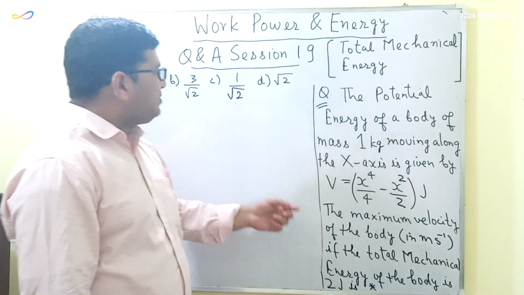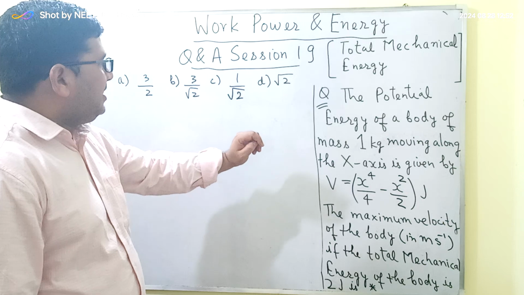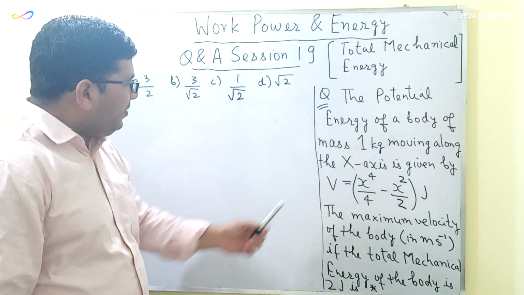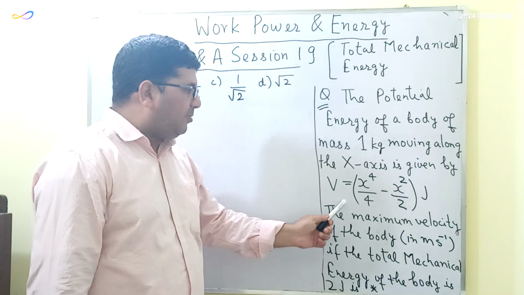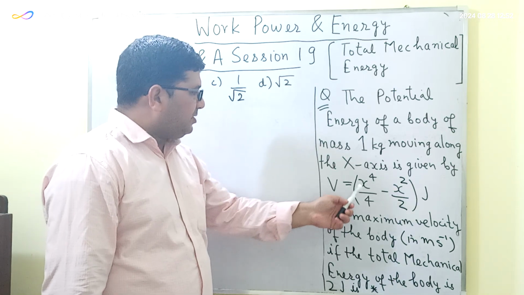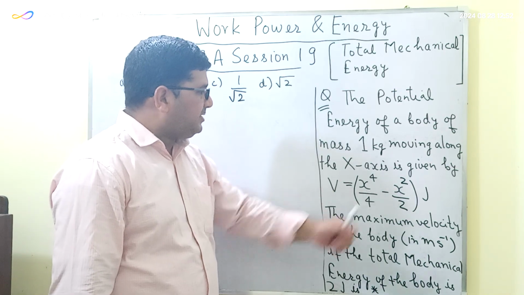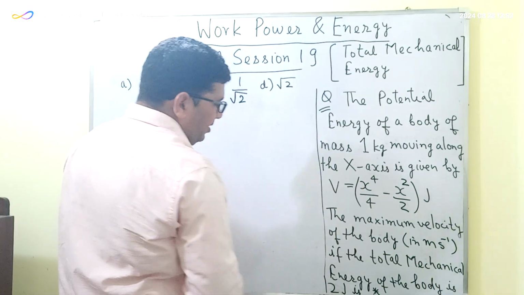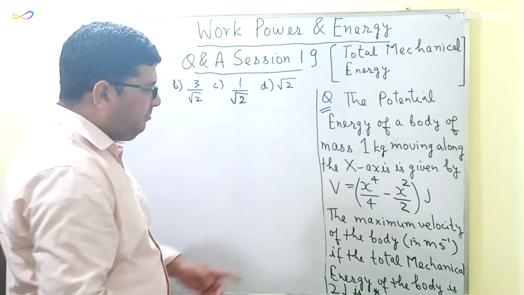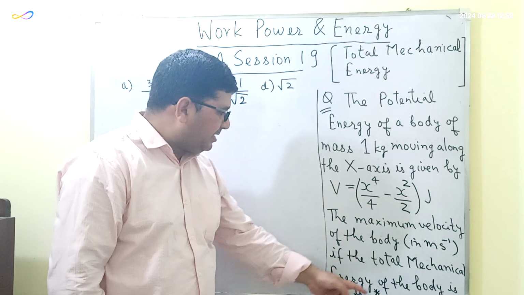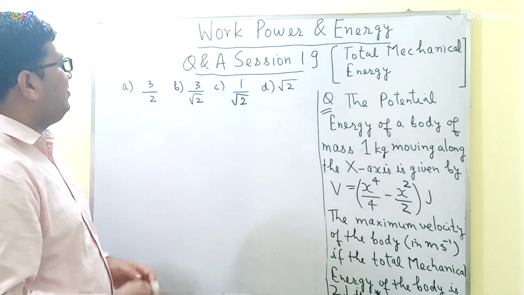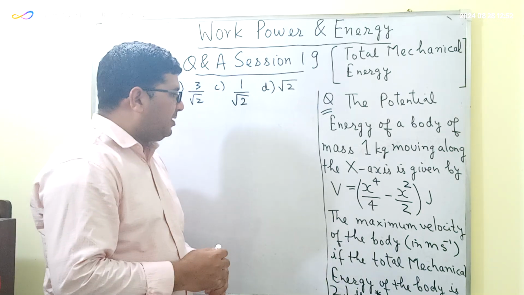The topic is the total mechanical energy, and based on this topic I have taken one question from one of my reference books. The question is, the potential energy of a body of mass 1 kg moving along the x-axis is given by V is equal to x to the power 4 divided by 4 minus x to the power 2 divided by 2 joules. So what is the maximum velocity of the body in meter per second, if the total mechanical energy of the body is 2 joules? Here we have been given 4 options and we have to find the correct one.